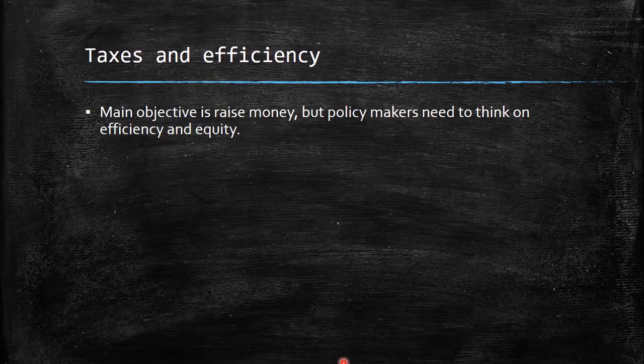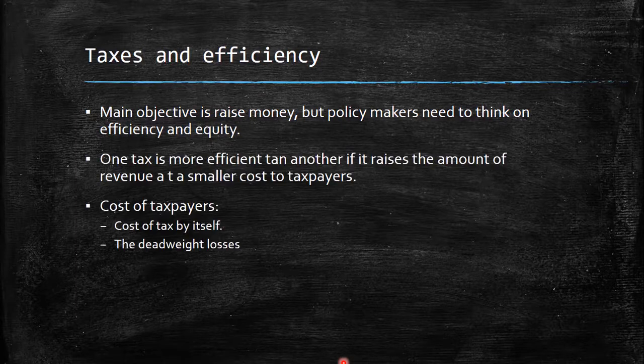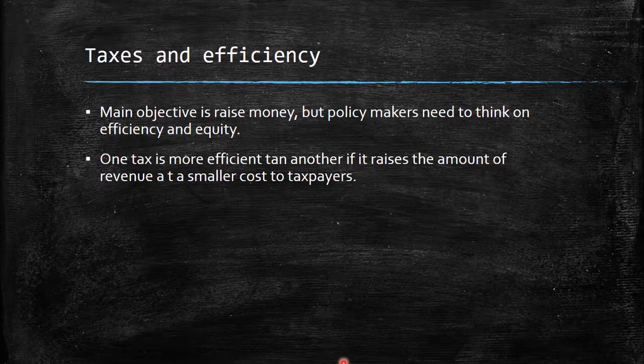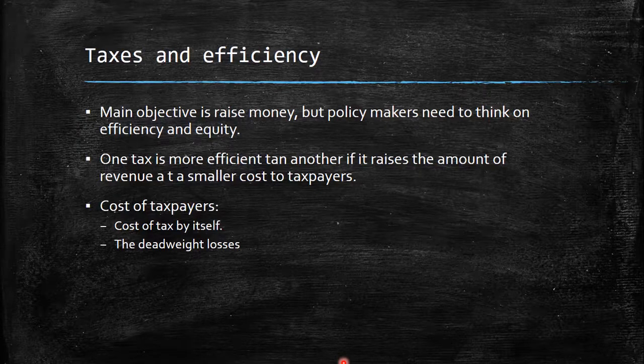Here we are going to talk a little bit about taxes and efficiency. Remember that the government's main objective is to raise money, but policymakers need to think about efficiency and equity. This is important to find the trade-off. For example, one tax is more efficient than another if it raises the same amount of revenue at a smaller cost to taxpayers. Remember, the cost to taxpayers is the cost of the tax itself and the deadweight losses.